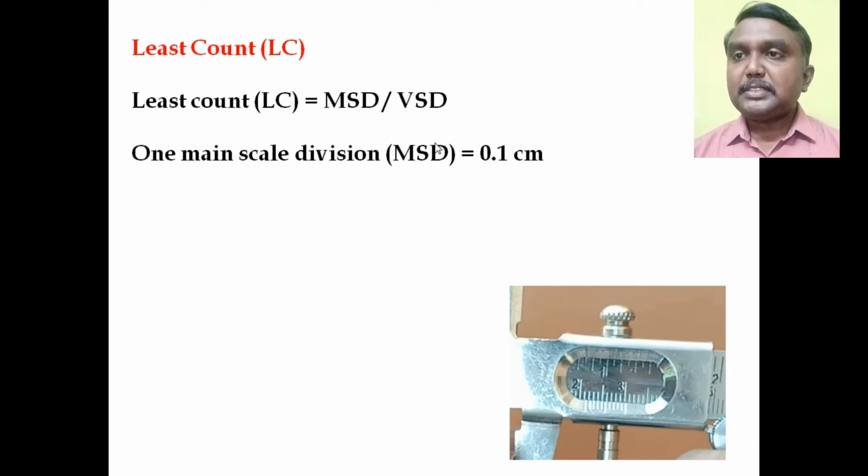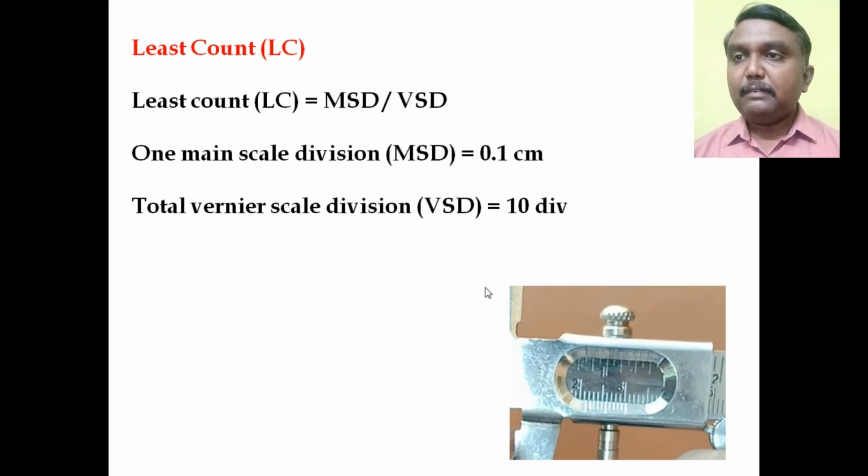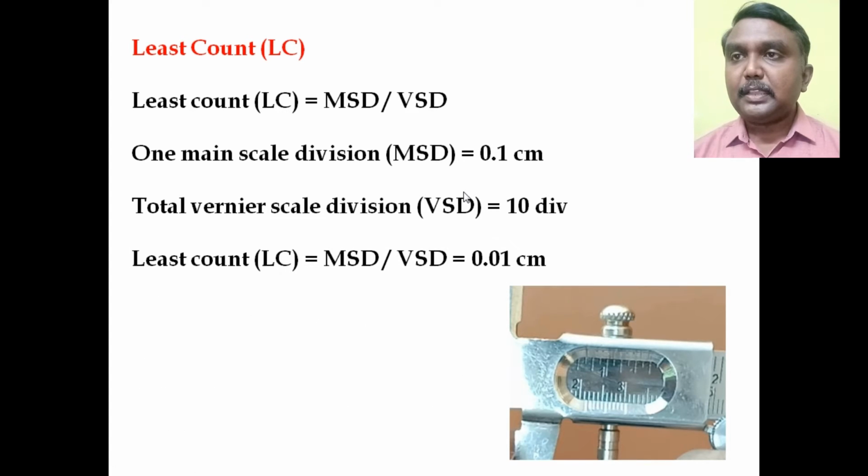One main scale division is equal to 0.1 centimeter. So in 1 centimeter we have 10 divisions, so each line has a value of 0.1 centimeter. Then the total vernier scale divisions are 10. If you divide these two values, we get the least count. So the least count of the vernier scale is 0.01 centimeter.